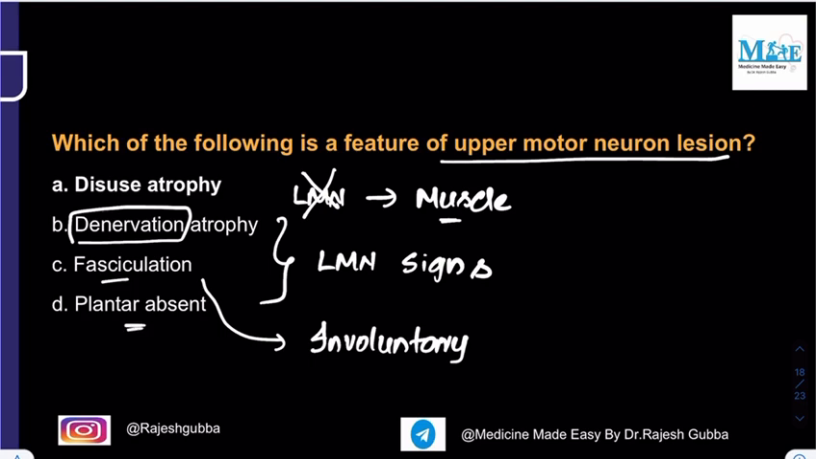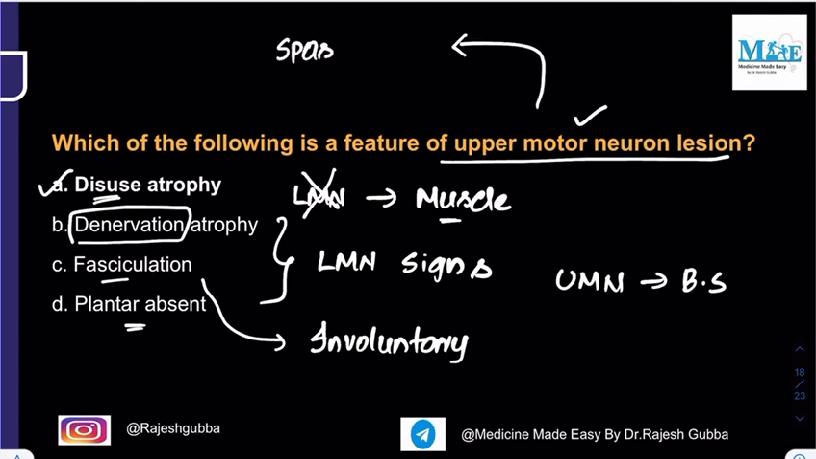And the plantar reflex will be absent. Whereas in case of the upper motor neuron lesion, you will have the presence of the Babinski sign. Whereas in lower motor neuron lesion, the plantar reflex is completely absent, or the plantars will be mute. And remember, in upper motor neuron lesion, you will have disuse atrophy. Why is that? Because in upper motor neuron lesion, there will be spasticity of the muscles. Now, because of the spasticity of the muscles, there will be disuse atrophy in upper motor neuron lesion. So the correct answer is A.